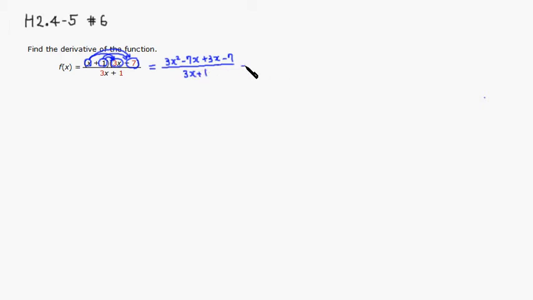Then we can just combine negative 7x and the 3x. We get 3x squared minus 4x minus 7 over 3x plus 1. All right, then let's take the derivative just applying the quotient rule.